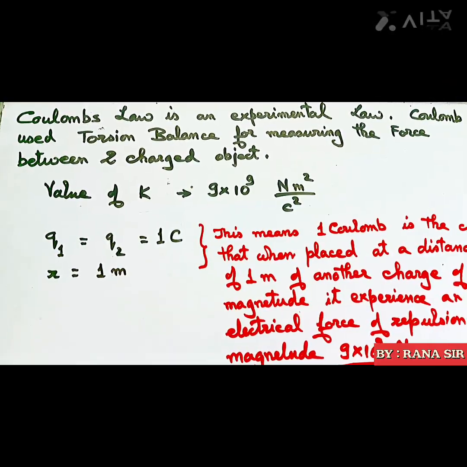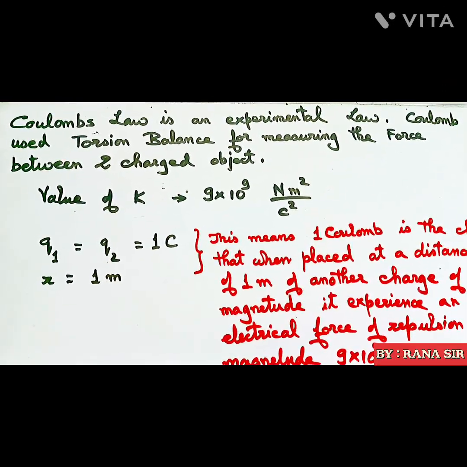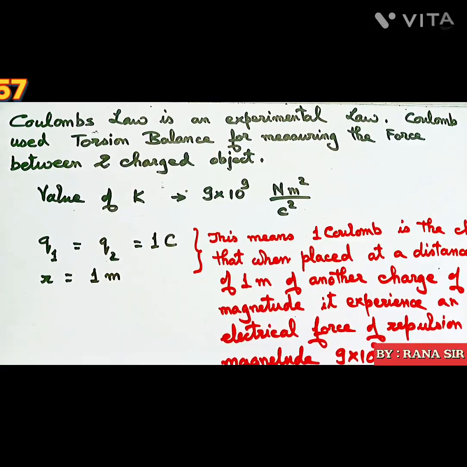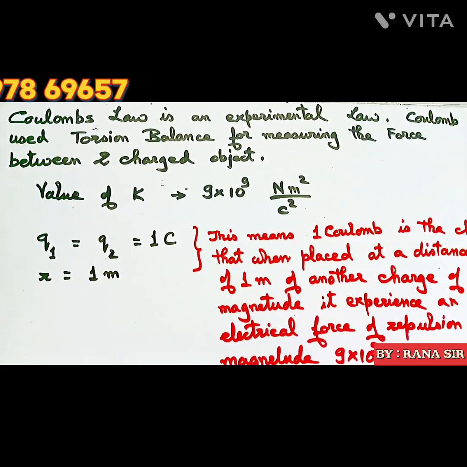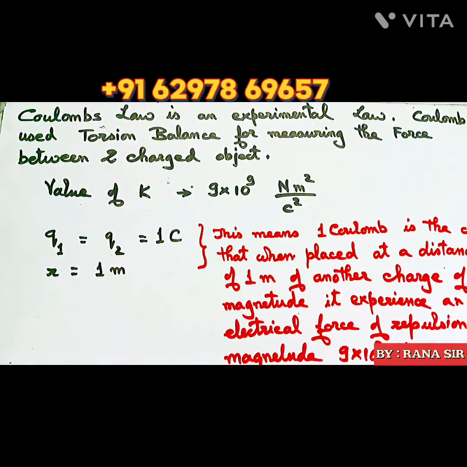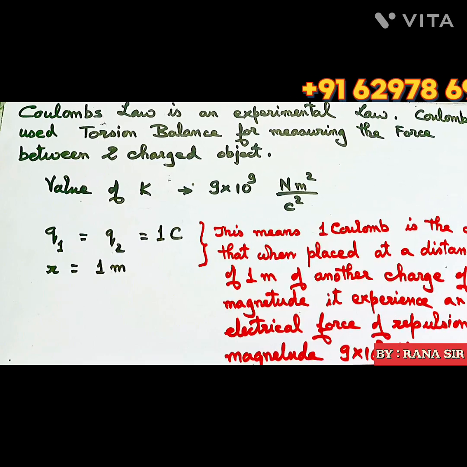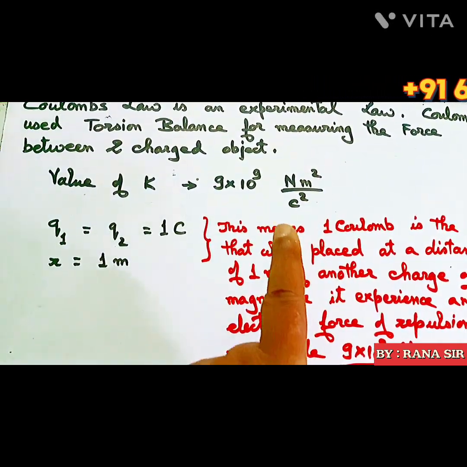Coulomb's law is an experimental law. So it is derived with the help of an experiment. Coulomb used a torsion balance for measuring the force between two charged objects. Now this is very important. The value of K, that is the constant, is equal to 9 into 10 to the power 9 N m square by C square. N is Newton, m square is meter square, by Coulomb square.